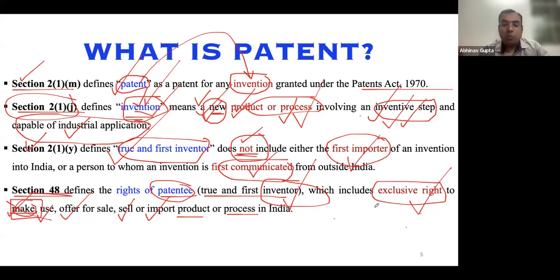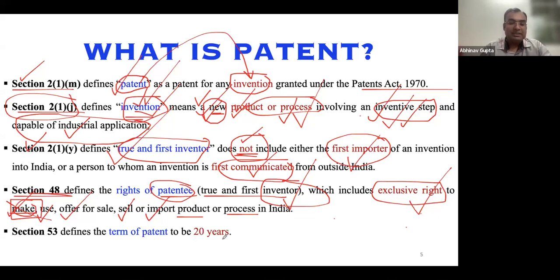And then finally, what is the term for the patent? Section 53 tells us that the term for the patent is, plain and simple, 20 years. Now for copyright, we would have understood the term of the copyright is the lifetime of the author. This is again something we would have picked up in copyright. Who gets the right? The author gets the right. Here, who gets the right? The inventor gets the right. So for copyright, it's the life term of the author plus, after his death, from the next year, 1st of January, 60 years of protection.